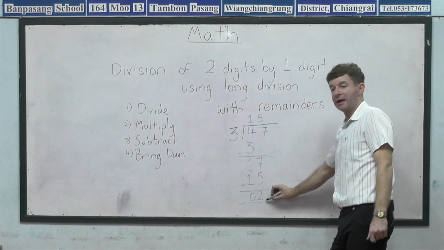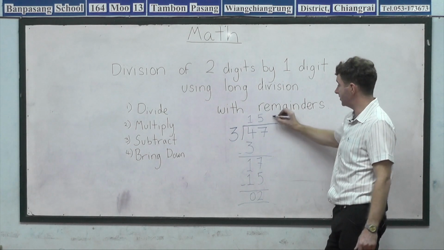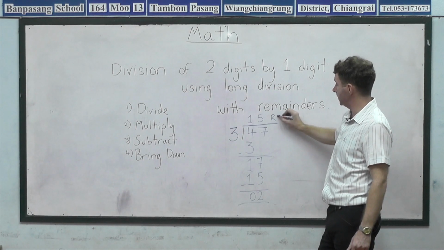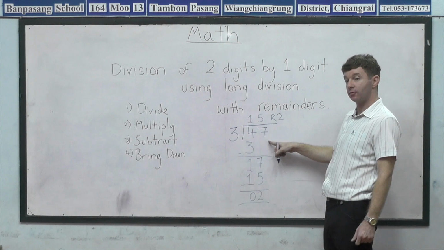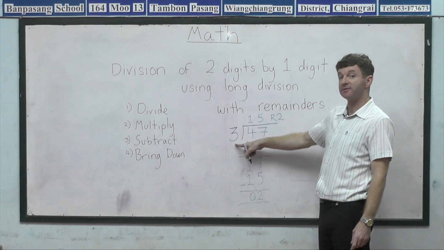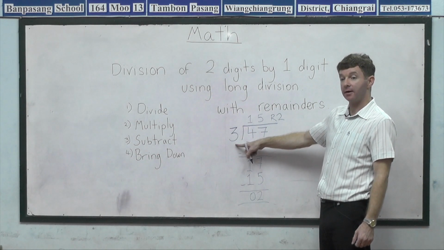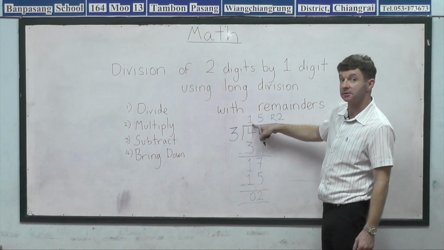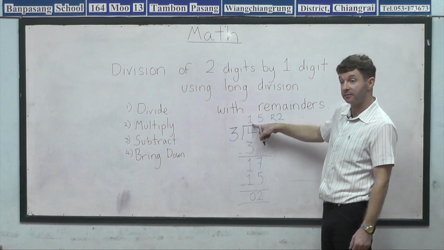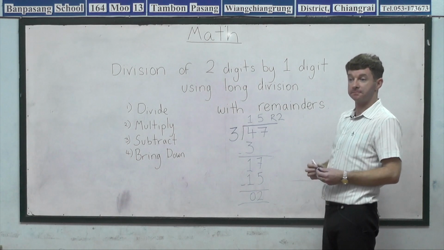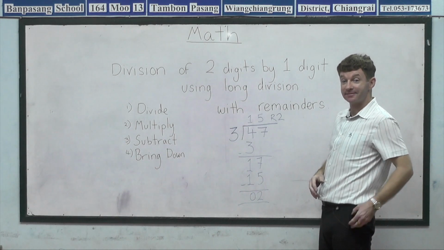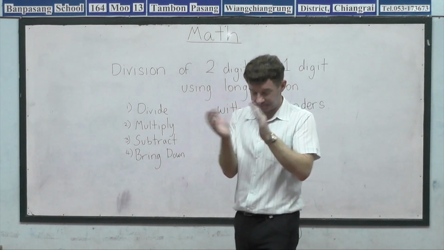So what number are we left with? 2. So we say remainder 2. 47 divided by 3 equals 15 remainder 2. You understand, guys? Yes. Excellent, well done.